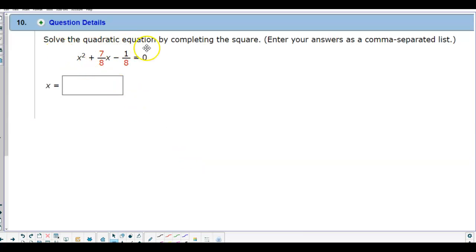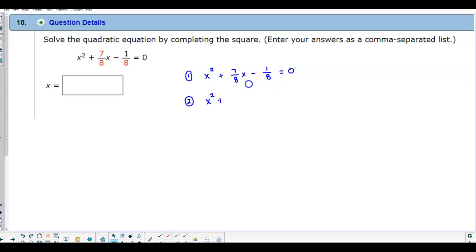Question number 10. Solve the quadratic equation by completing the square. So in this equation we have x squared plus 7/8 x minus 1 over 8, and that's equal to 0. The leading coefficient is a 1, so we do not need to divide every term by the leading coefficient since it's already a 1. So what we want to do is isolate the variable terms on the left-hand side.